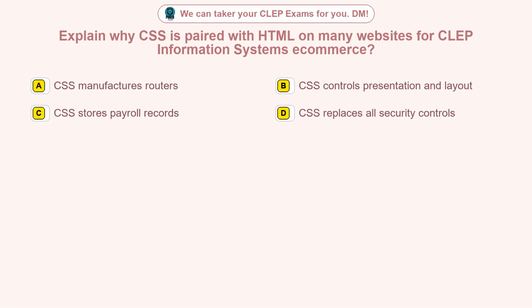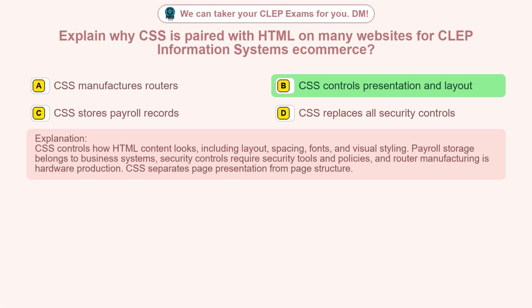Question 35. Explain why CSS is paired with HTML on many websites for CLEP Information Systems Ecommerce. Option A. CSS manufactures routers. Option B. CSS controls presentation and layout. Option C. CSS stores payroll records. Option D. CSS replaces all security controls. The correct answer is option B. CSS controls presentation and layout.